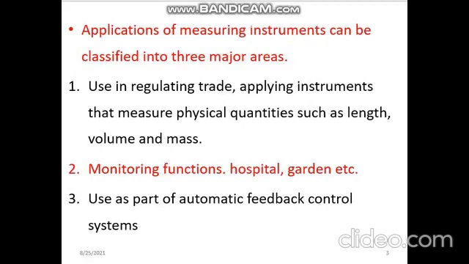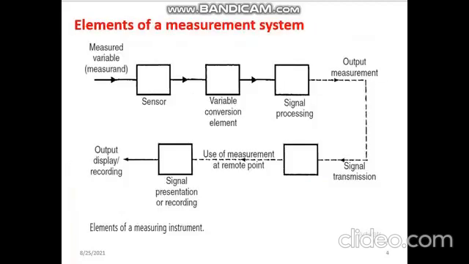And the third one is that it is used in feedback control systems. We know control is divided into open loop and closed loop. The closed loop is the one in which we have feedback from the output. So these are the three areas of application of measurement.